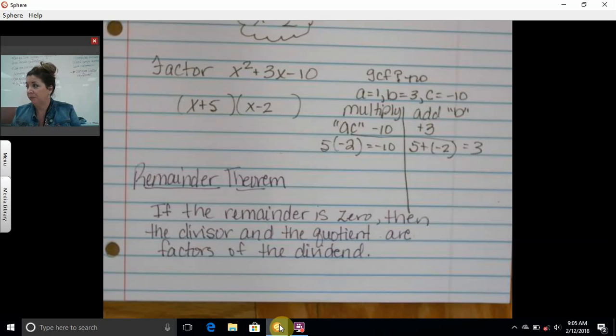Everybody cool with that so far? Okay, page 137.